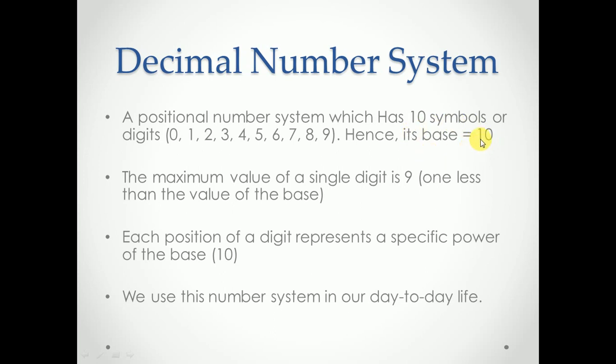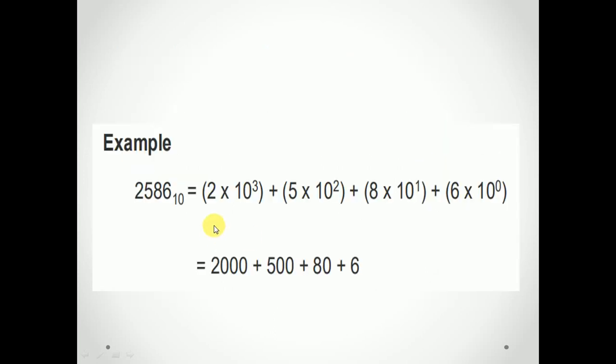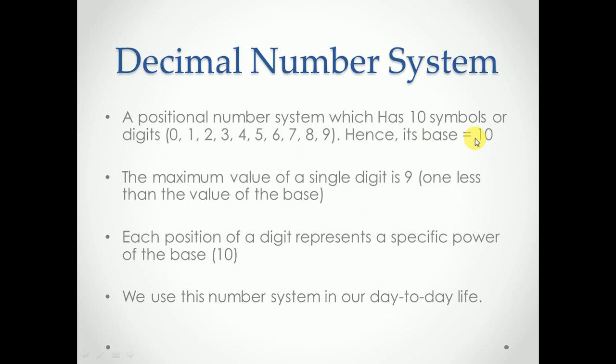Hence its base is 10. While writing the number, you normally write only 2586, but the actual number is written as 2586 to the base 10 in a computer system. Its base is 10 and the maximum value of a single digit is 9. Out of these 10 digits, the maximum value is 9, one less than the base.